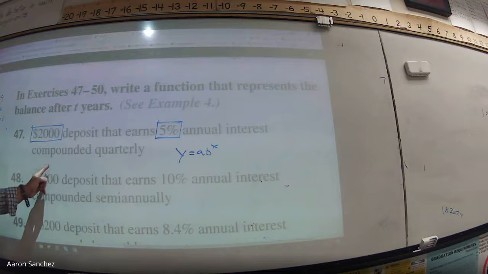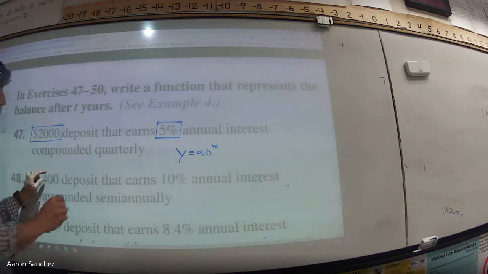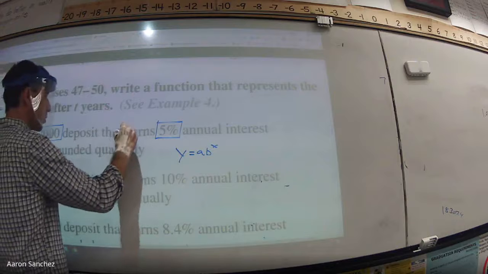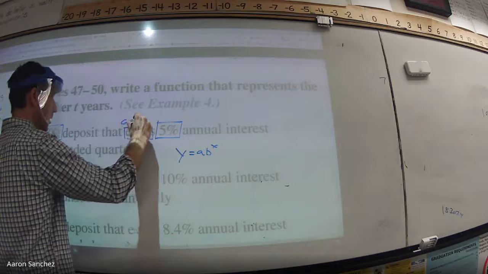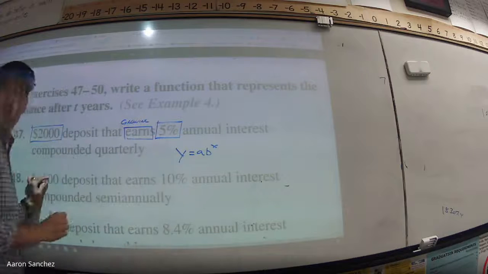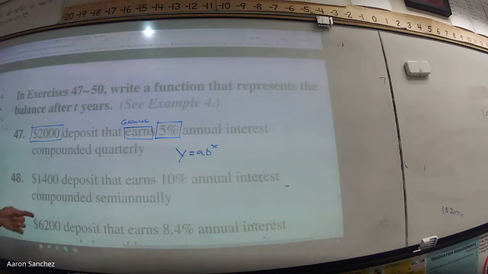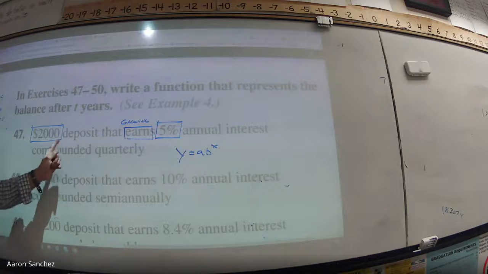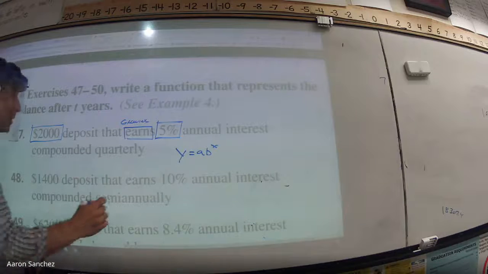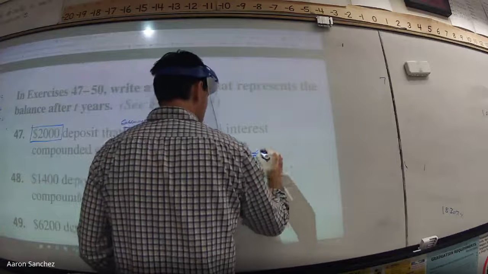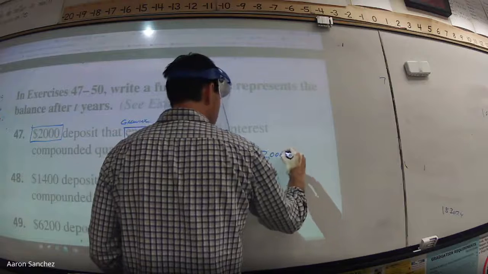Earns means it is growing. So it has to be bigger than 1, right? The b has to be bigger than 1, right? Okay. So what's my a? Which one do you guys think? 2,000, right? The first number. Because you start off, you invest $2,000, you put $2,000 in. That's my a. So y equals 2,000.